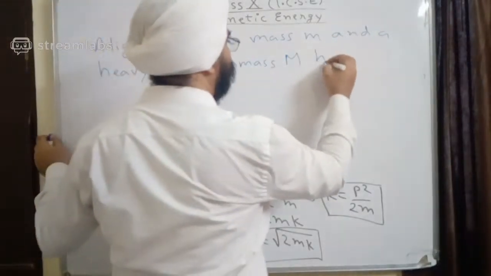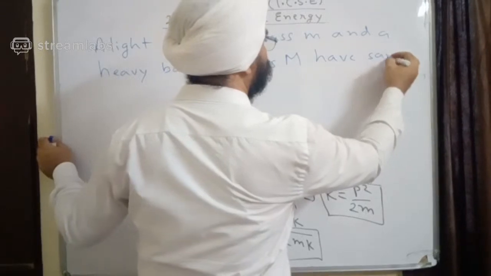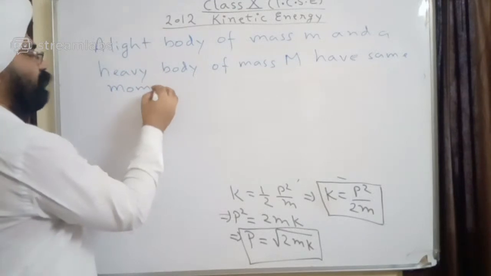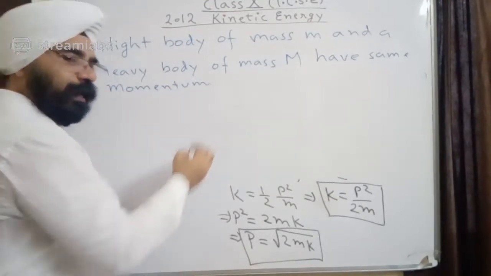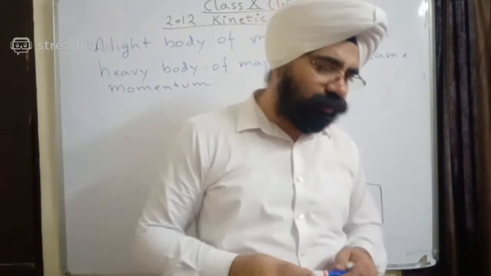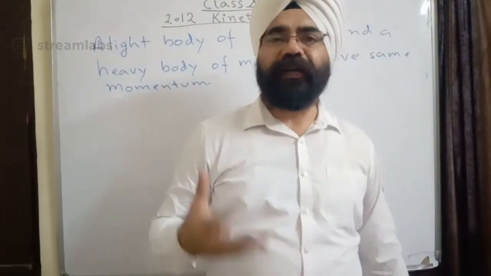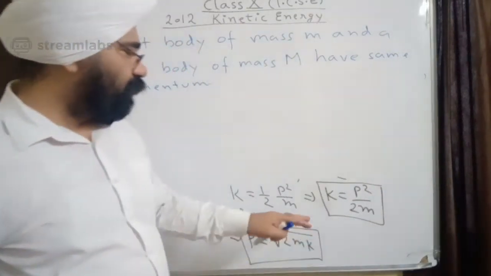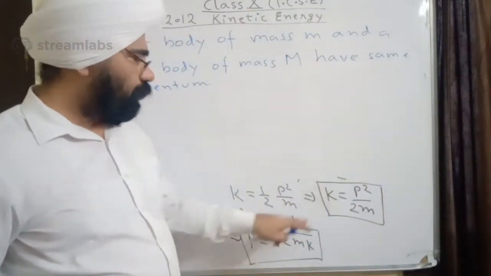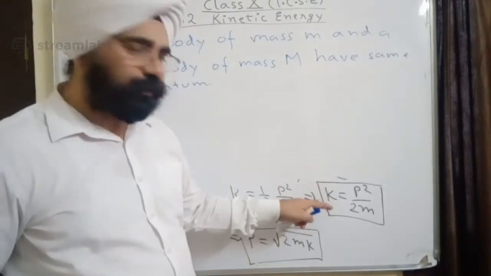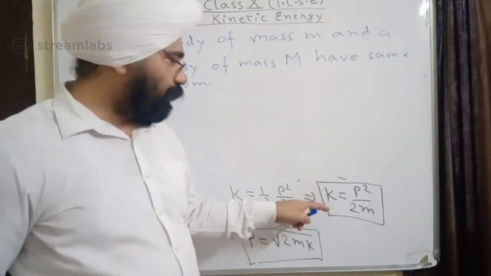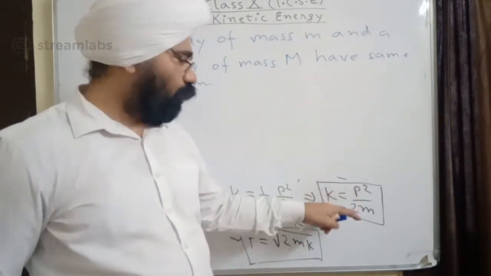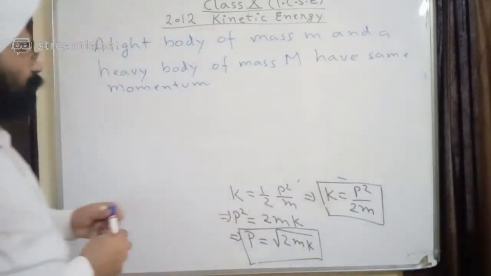Now they say they have the same momentum. So which one has greater kinetic energy? Now which one will we use? This one or this one? We use this one because they are asking us kinetic energy. They are telling us that the momentum is same. Which one has greater kinetic energy? So the p will be common. We'll get to know which one has greater kinetic energy.